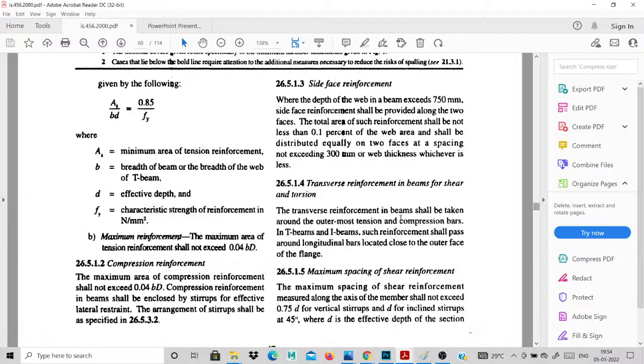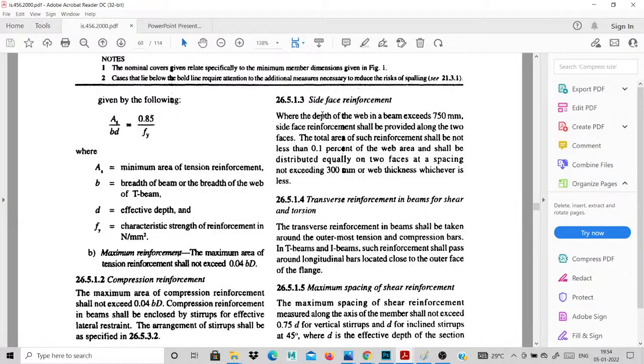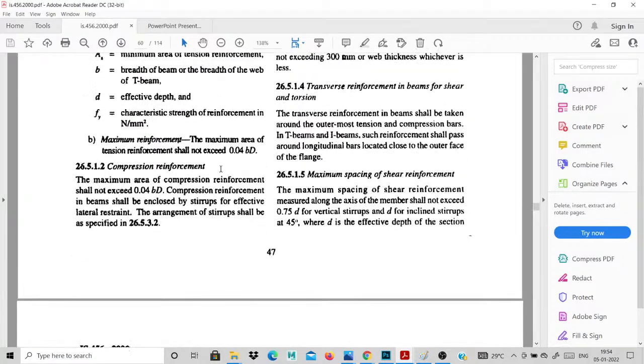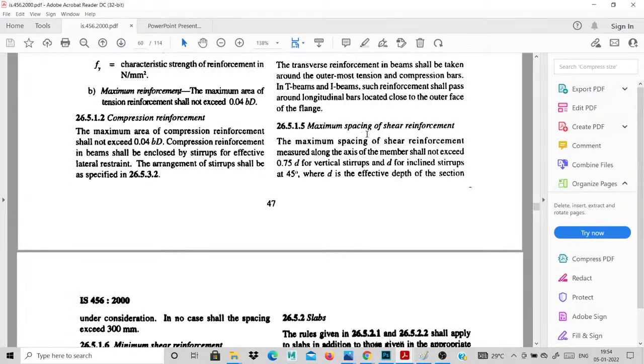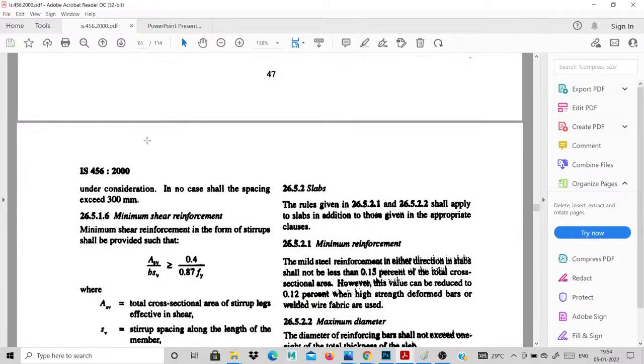This is side face. Yesterday we discussed the minimum percentage of tensile reinforcement for your beam, on page number 47. You can refer to it, the minimum percentage of tensile reinforcement is given. The side face reinforcement also, 750 mm. So all the values are in this code book also. The maximum spacing for shear reinforcement for your beam is given in this table, and the minimum percentage of compression reinforcement of the beams is given.